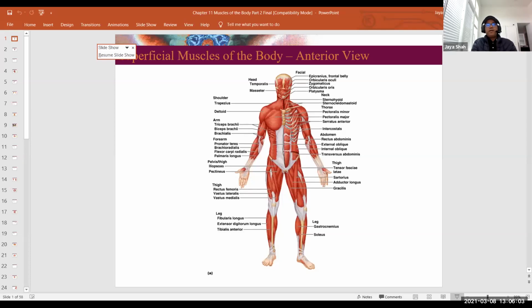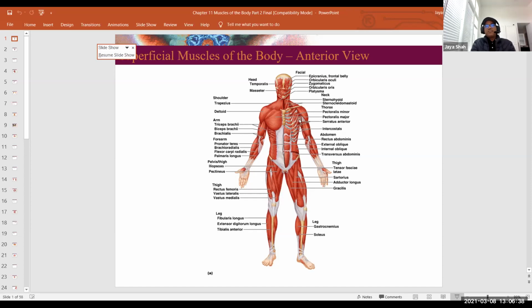Apart from the head region, let's come to thorax region and abdomen. So what are the muscles in the thorax and abdomen? Superficial muscles. Here, the main muscle is the pectoralis major. Pectos means chest, and this is the main muscle, so we call them pectoralis major. If you remove pectoralis major, then deep to pectoralis major, you have pectoralis minor. You can see pectoralis minor, serratus anterior.